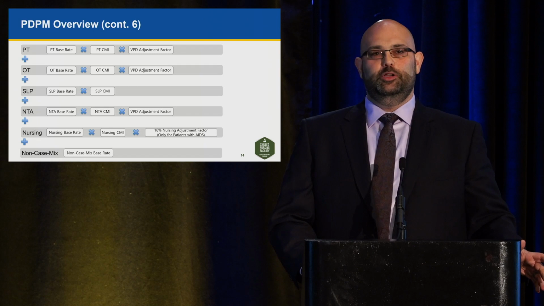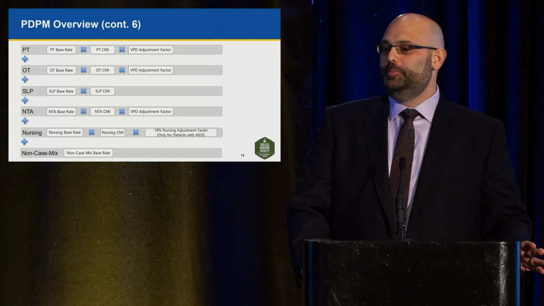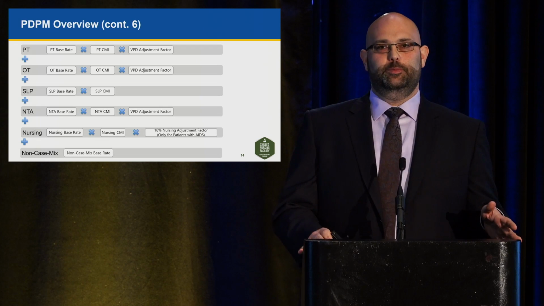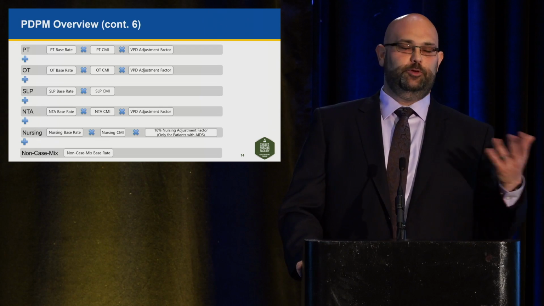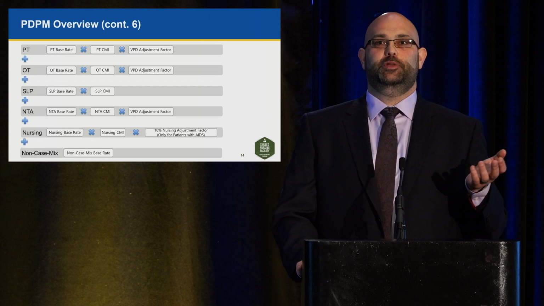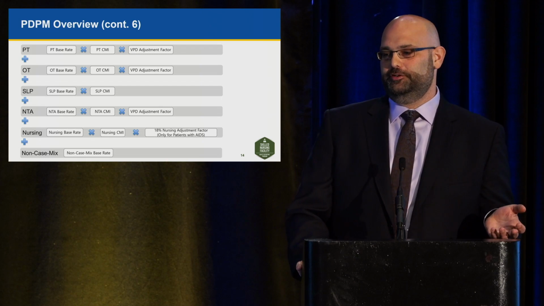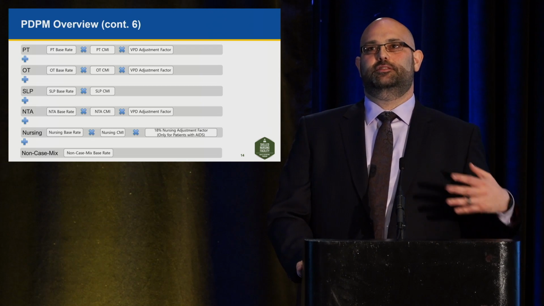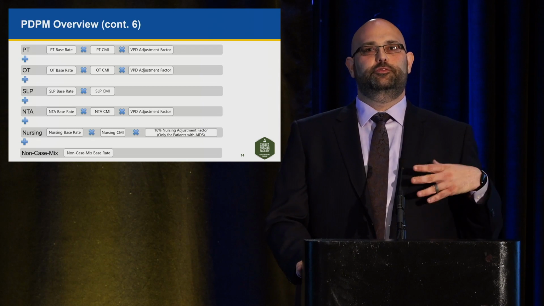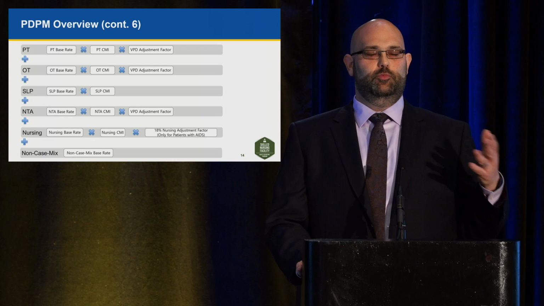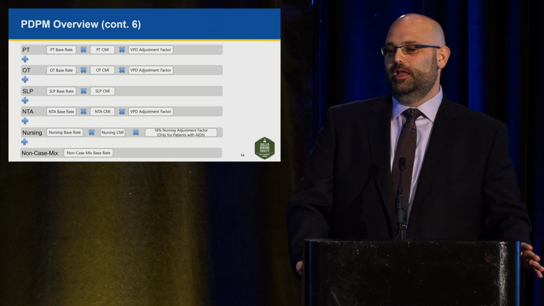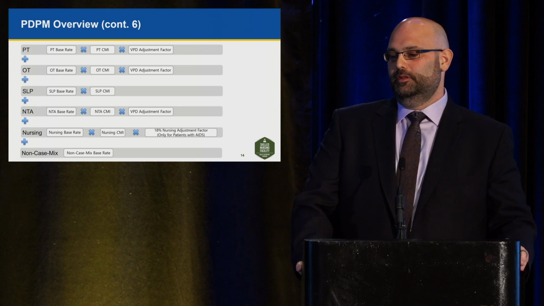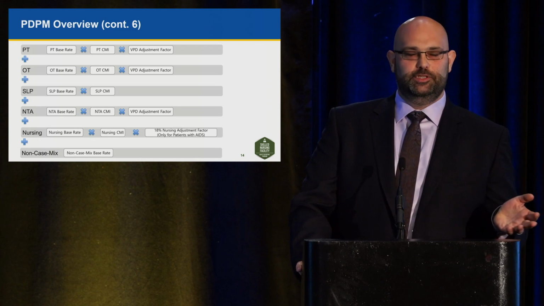This is what PDPM looks like. Again, it looks slightly more complicated in the sense that there are more boxes, but they all follow a very similar format, which is you have a base rate. The base rates are the same. They're actually based on cost reports from 1995, which was lots of fun for our contractor to find. There's a CMI. The CMI, or case mix index, just reflects the relative cost of a person in terms of it being more or less costly than an average. And then the VPD, or variable per diem adjustment factor, that's applied to 3 of the components. There's the non-case mix base rate. It's exactly the same as the current one.